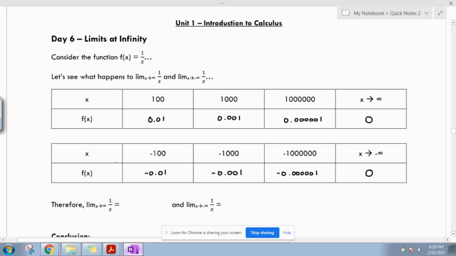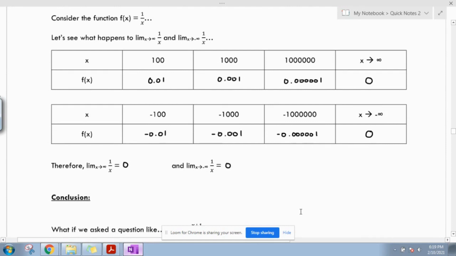So based on what we have from our table of values, let's take a look at defining our limits. The limit as x approaches infinity for 1 over x is going to be 0 for us. And then the limit as x approaches negative infinity of 1 over x is also 0. My apologies. So in conclusion, the limit as x approaches positive and negative infinity for 1 over x is 0.